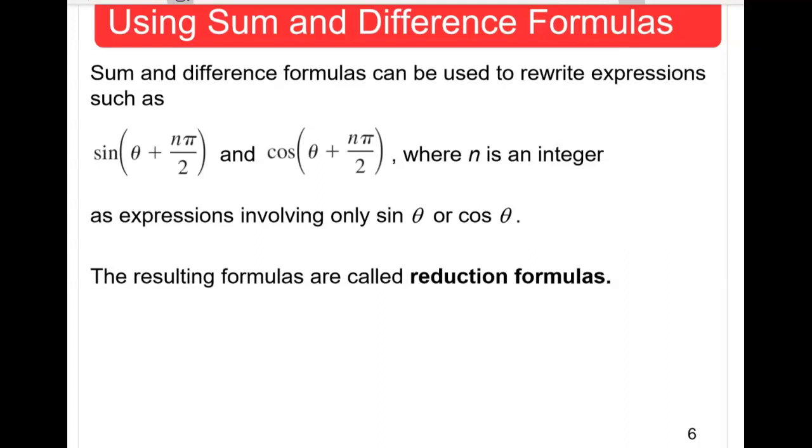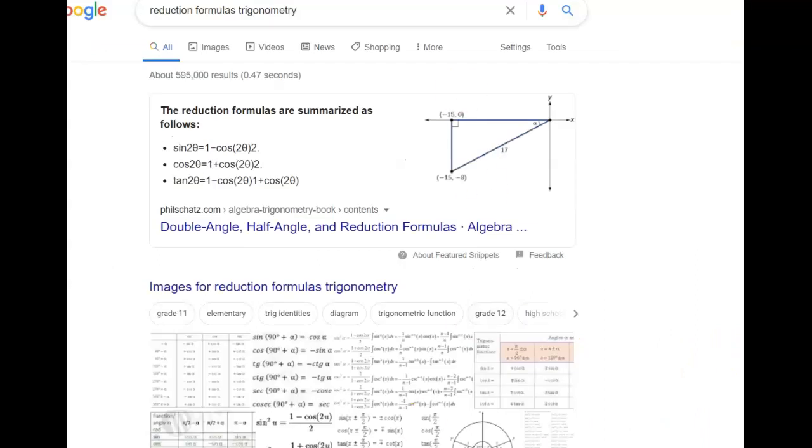Using the sum and difference formulas can be used to rewrite expressions, such as the two that we have here, the sine of theta plus n pi over 2, and the cosine of theta plus n pi over 2, where n is an integer like we've been seeing. And what happens there, you get expressions involving only sine or cosine or their reciprocals. Those formulas are called the reduction formulas, and I just did a Google search for reduction formulas in trigonometry.